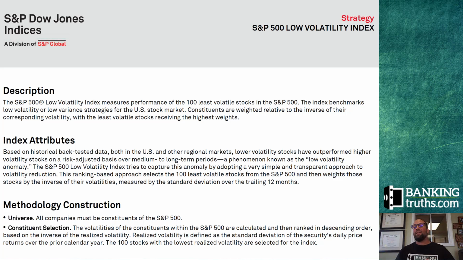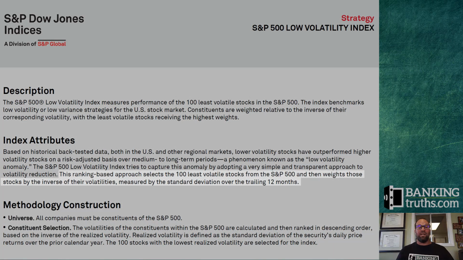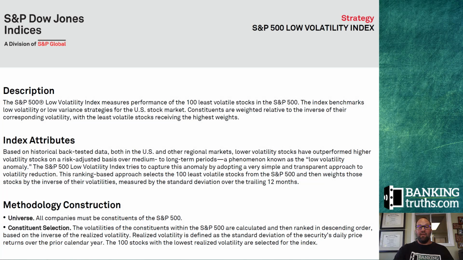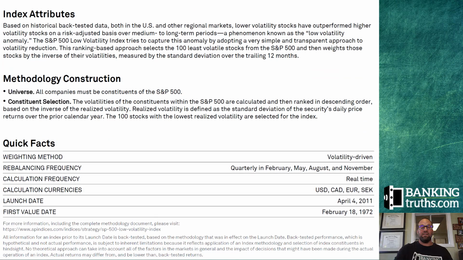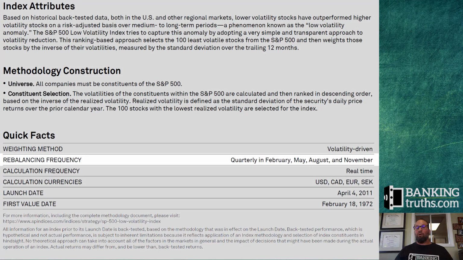And so the S&P Low Volatility Index tracks the performance of the 100 least volatile stocks in the S&P. It weights those stocks by the inverse of their volatility, measured by standard deviation over the trailing 12 months. And the 100 stocks, as you can see down here, are rebalanced every quarter, February, May, August, November, by looking back at their volatility for the last 12 months.